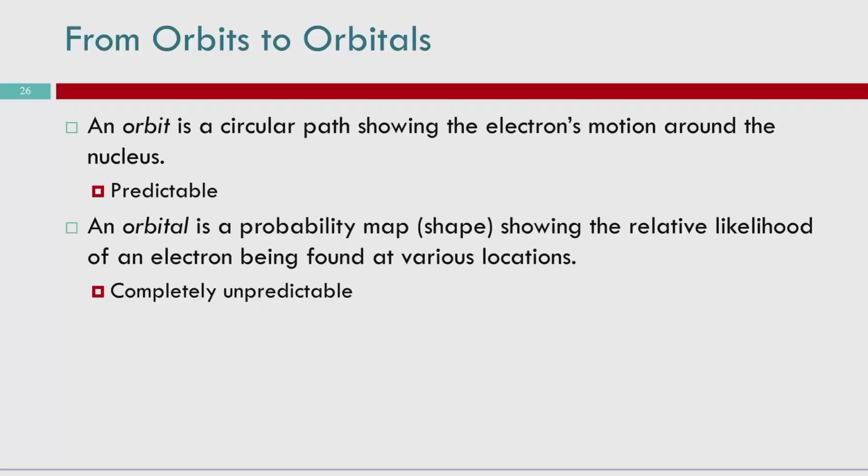Okay, so orbits. We're translating those to orbitals. An orbit's a circular path that shows the electron's motion around the nucleus. Right, this was the concentric circles thing. The electron just flies around in a path. These are nice and predictable. An orbital is a probability map, a shape, we're going to learn some shapes, that shows it's likely found in this zone.